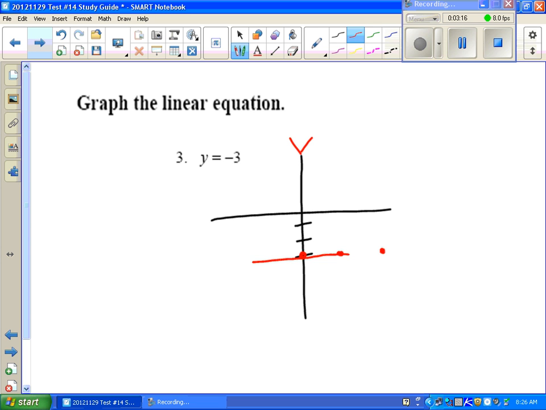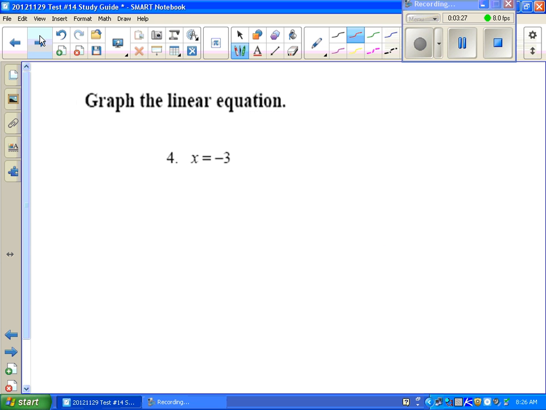Sometimes it doesn't show an x and a y value. It's either going to be a horizontal or a vertical line. In this case, y's value was shown, so it's a horizontal line. Number 4 says x equals -3. Again, just like the last one, except now the x value is being shown. So that x value is -3. It's going to be -3 no matter where you put it. So it is a vertical line this time.